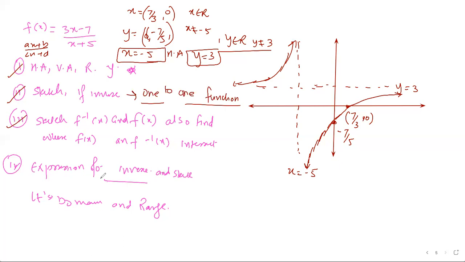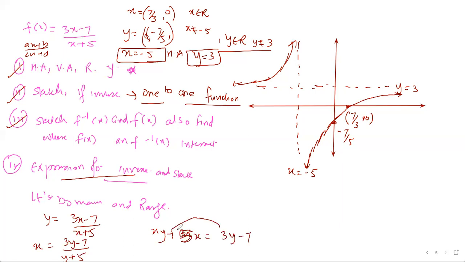Now find an expression for f inverse. To find the inverse expression, you interchange x with y, because the domain is switching as range and the range is switching as domain. Suppose my function is (3x minus 7) upon (x plus 5). You interchange x with y, so this becomes x equals (3y minus 7) upon (y plus 5). So you get xy plus 5x equals 3y minus 7.